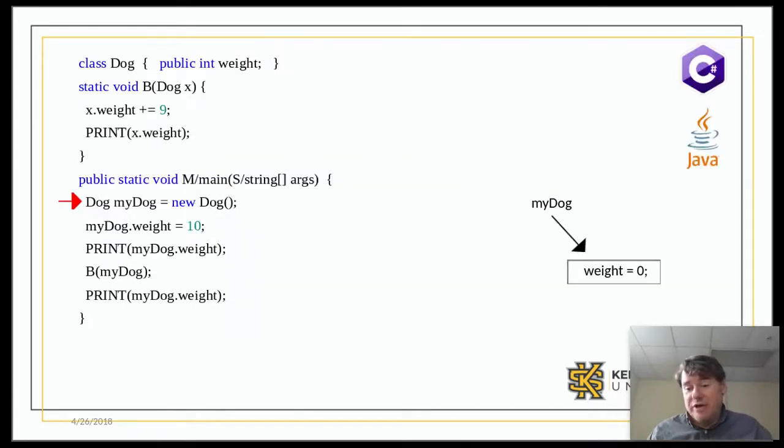We're going to deal with our dog again, poor little Fido. So we're going to have a class called dog, and it's going to have a variable in it called weight, which is a public integer.